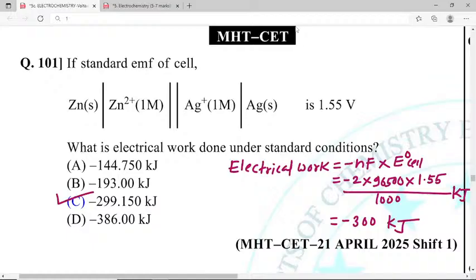Hello everyone, please check the calculation. Question number 101, Question 2025 CET. What is electrical work? Electrical work is equal to minus nFE naught cell. So electrical work done under standard condition. Standard potential is given as 1.55 volt.